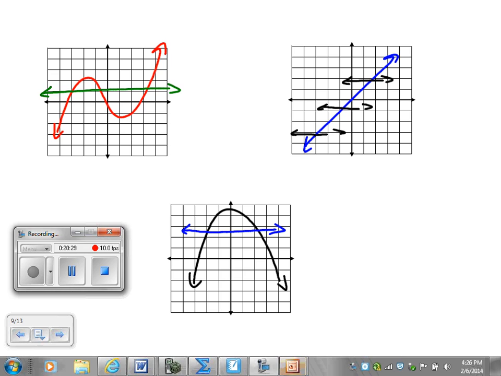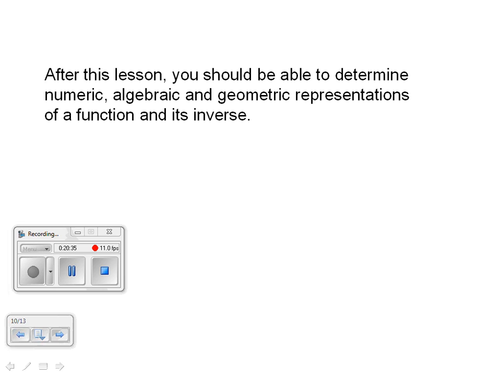Okay, so I hope you enjoyed this lesson on inverses. You should be able to, at this point, determine numeric, algebraic, and geometric representations of functions and their inverses. And again, at the end there, we had that little bit with the horizontal line test. So hopefully you picked up on that as well.